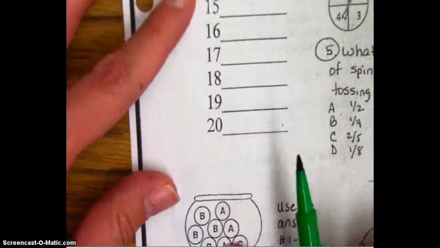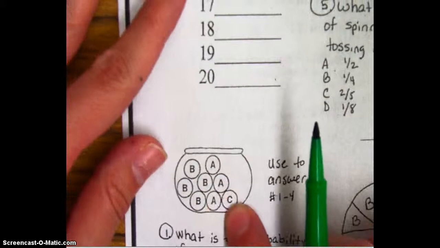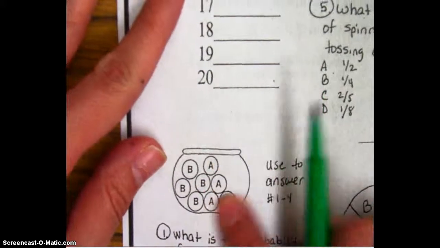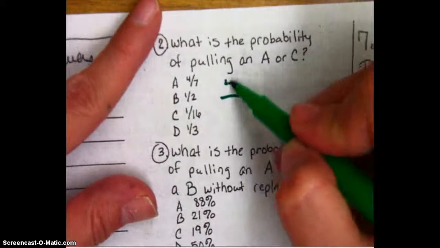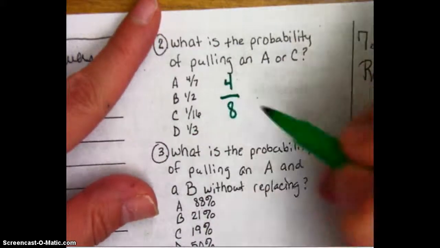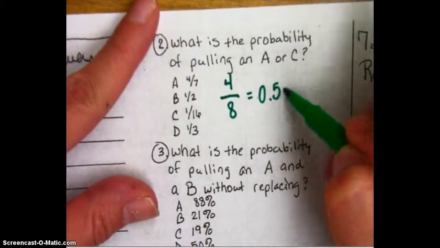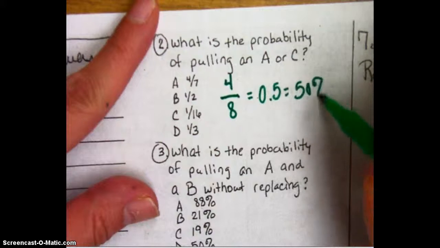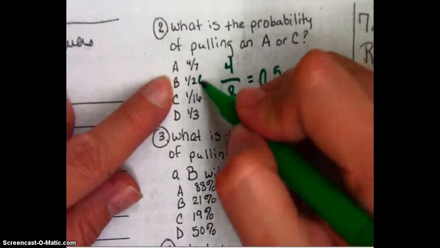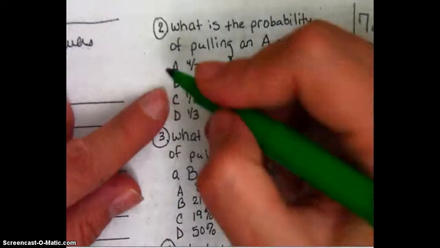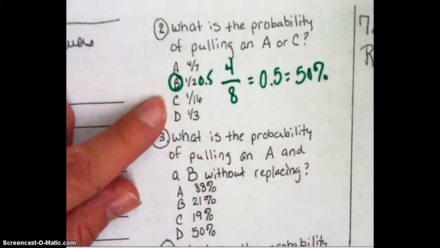So there's 1, 2, 3 A's. There's 1 C, so there's a total of 4 out of 8 that you would be fine with as far as pulling them. So there's a chance of 4 out of 8, which again is 0.5, 50%. And again, looking at your answer choices, we know that 1/2 is 0.5, which is that 50%. So the correct answer for number 2 is B.